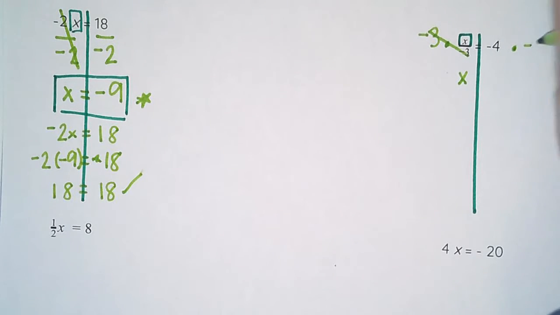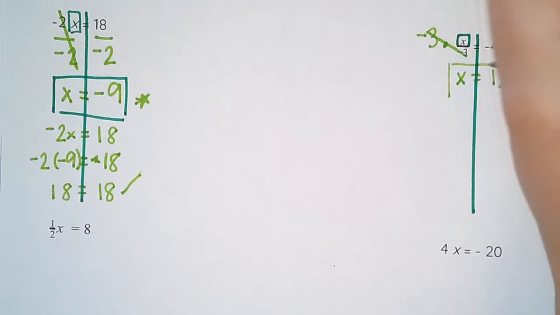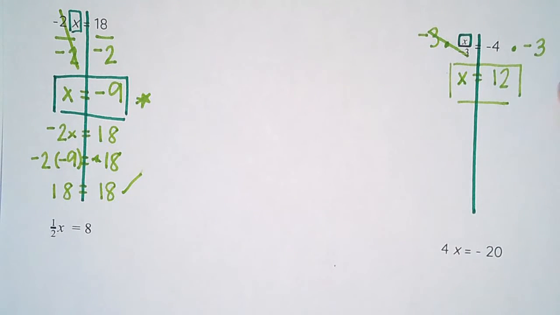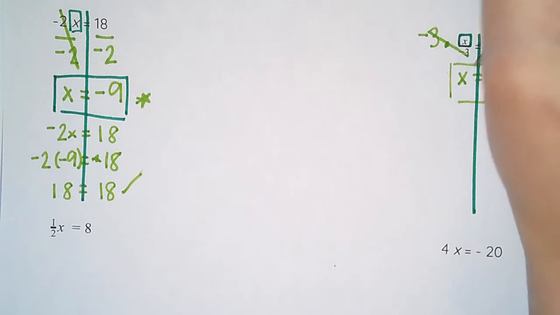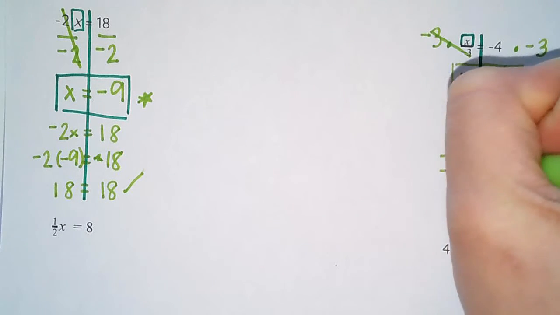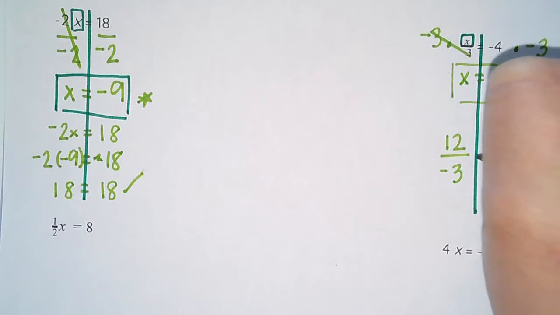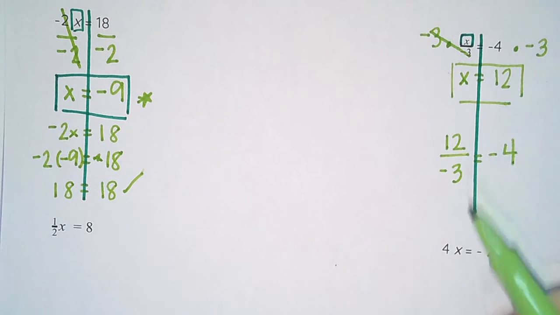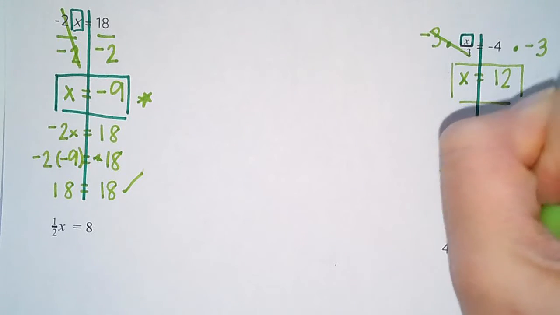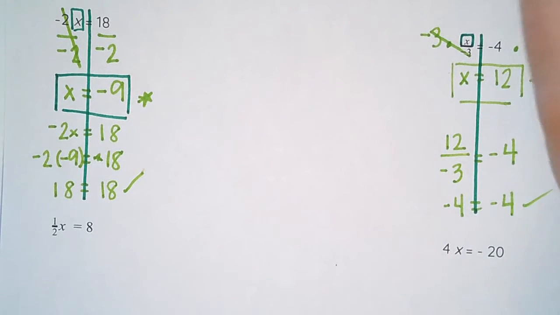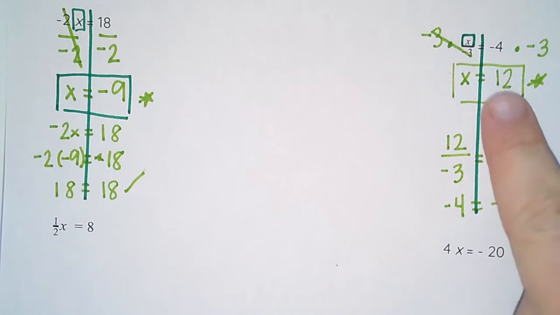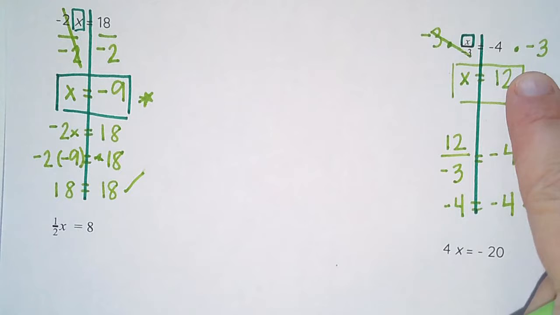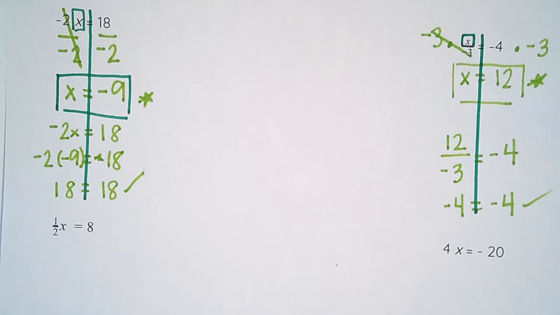I must multiply over here by -3. And I'm left with -4 times -3 equals +12. Again, that's my solution, but I'm not done yet. I need to prove that my solution works. So I rewrite my equation, 12 divided by -3 equals -4. 12 divided by -3, -4, -4, check. My solution is correct. This is the solution I'm looking for. This is how I prove it.